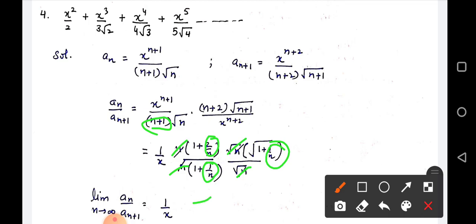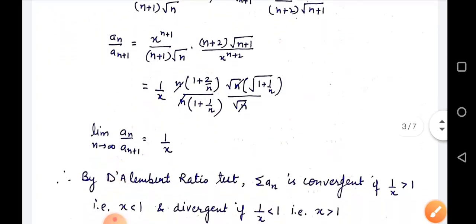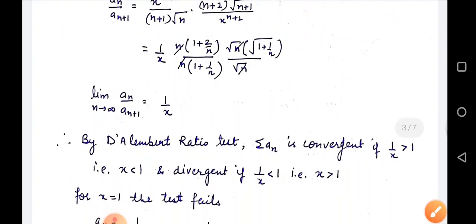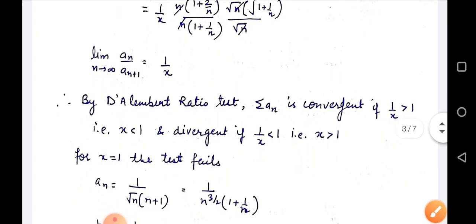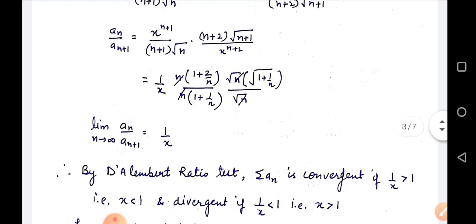So you are left with only 1 by x. So convergence or divergence now depend upon 1 upon x. So by D'Alembert ratio test, this summation an is convergent if 1 by x is greater than 1, that is x is less than 1, and divergent if 1 by x is less than 1, that is x greater than 1. But for x equal to 1, the test fails.